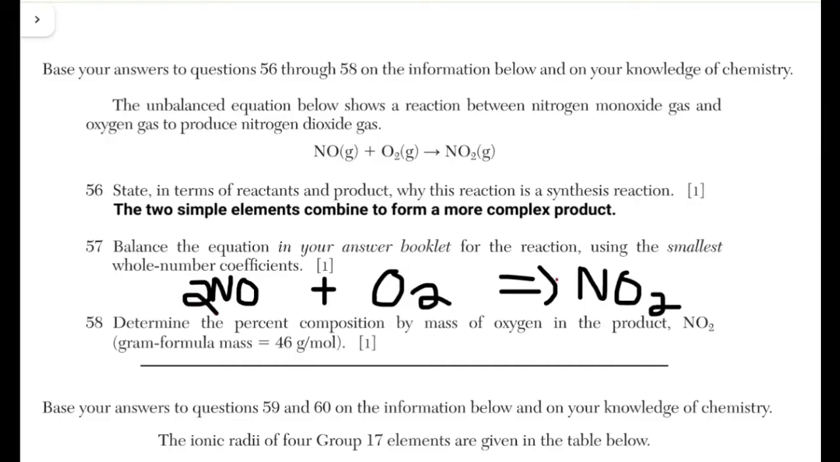Now, I can see that if I put a 2 in front of nitrogen monoxide and a 2 in front of the nitrogen dioxide, there will be 2 nitrogen atoms and 4 oxygen atoms on each side of the equation.